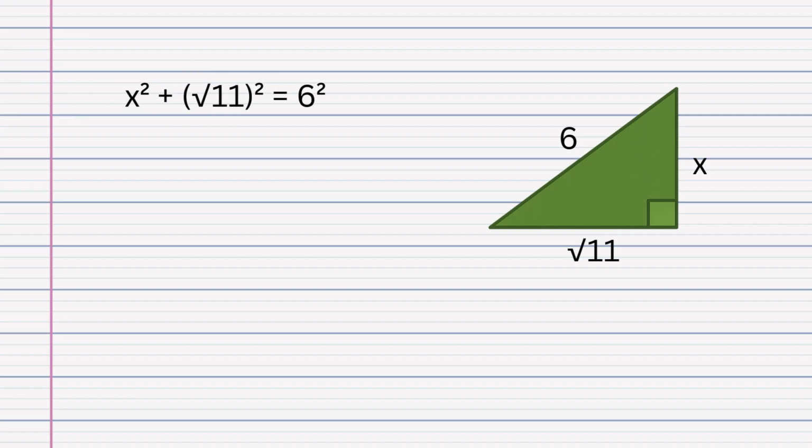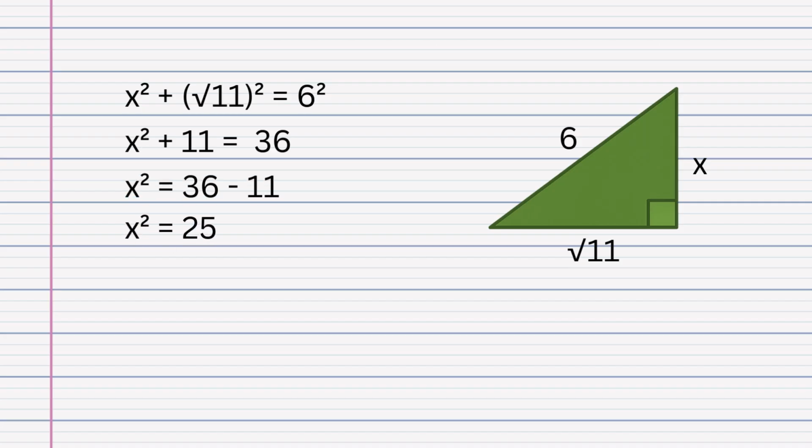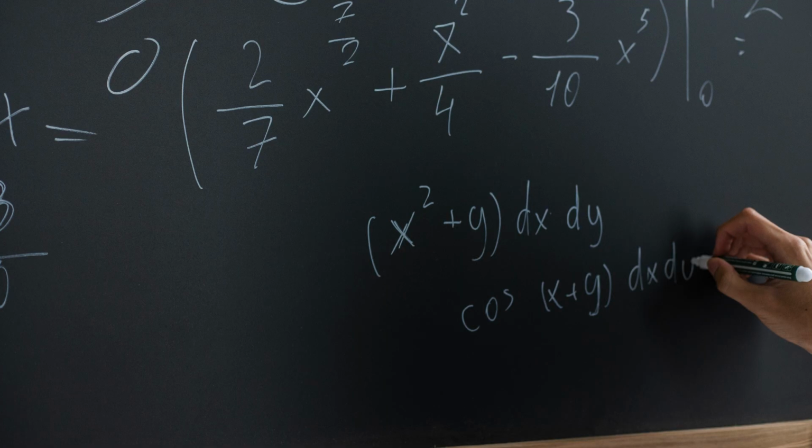So, it means x squared plus the square of the other side, which is the square root of 11, equals 6 squared. Then, x squared plus 11 equals 36. After subtracting 11 from both sides, we get x squared equals 25. At the end, x equals 5. Notice that -5 is not acceptable in geometry. Try with other numbers and see if you get it right.